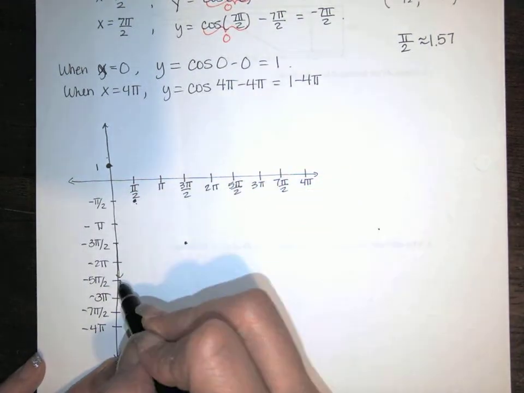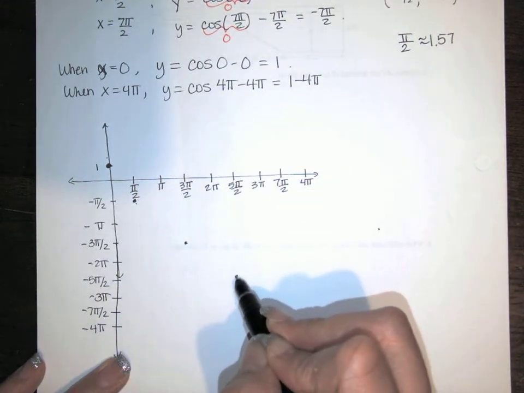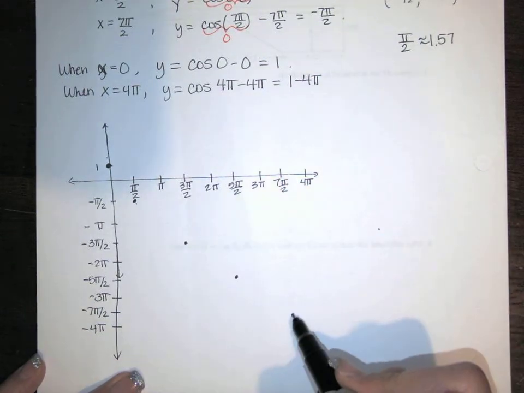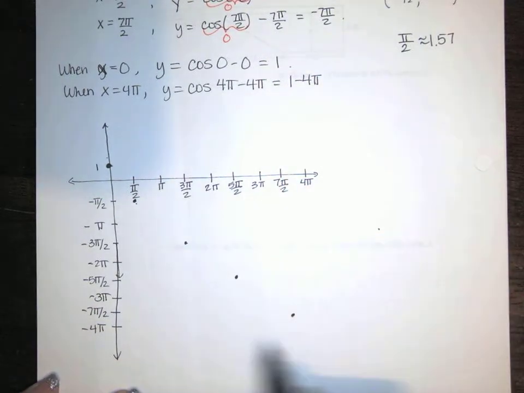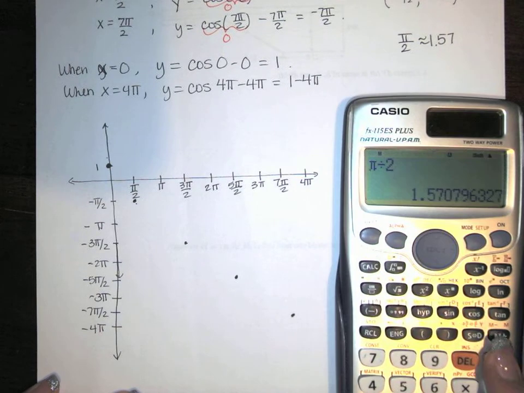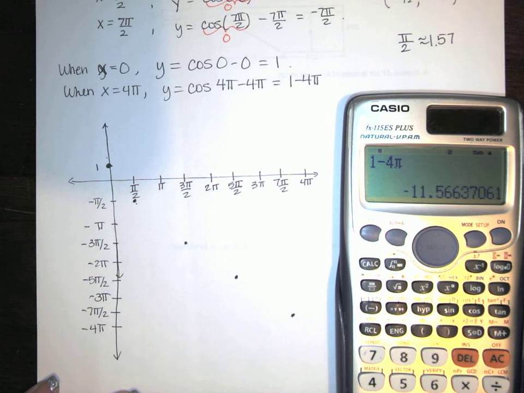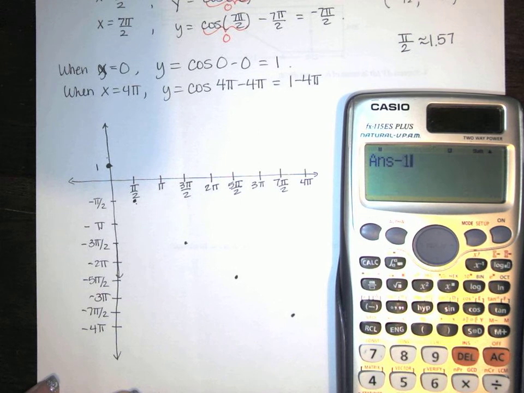At 5 pi over 2, y is negative 5 pi over 2. At 7 pi over 2, y is negative 7 pi over 2. And then at 4 pi, y is 1 minus 4 pi, which is about negative 11. Let's subtract 1 from that. So this is negative 12.6 approximately.